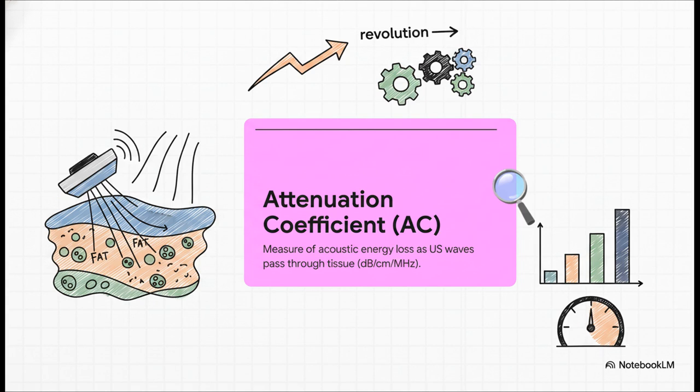What these new algorithms do is actually measure that exact energy loss. We're literally taking a physical change in the liver tissue and turning it into a precise measurable number expressed in decibels per centimeter per megahertz.